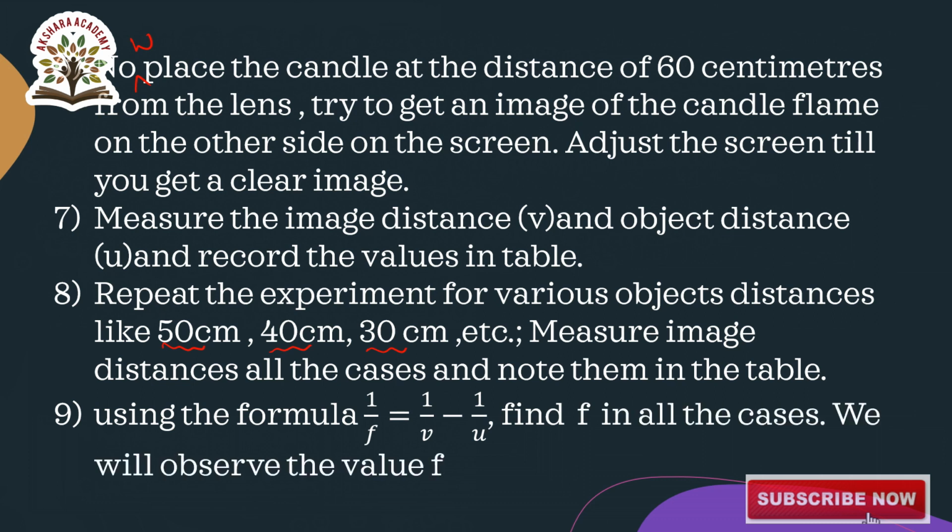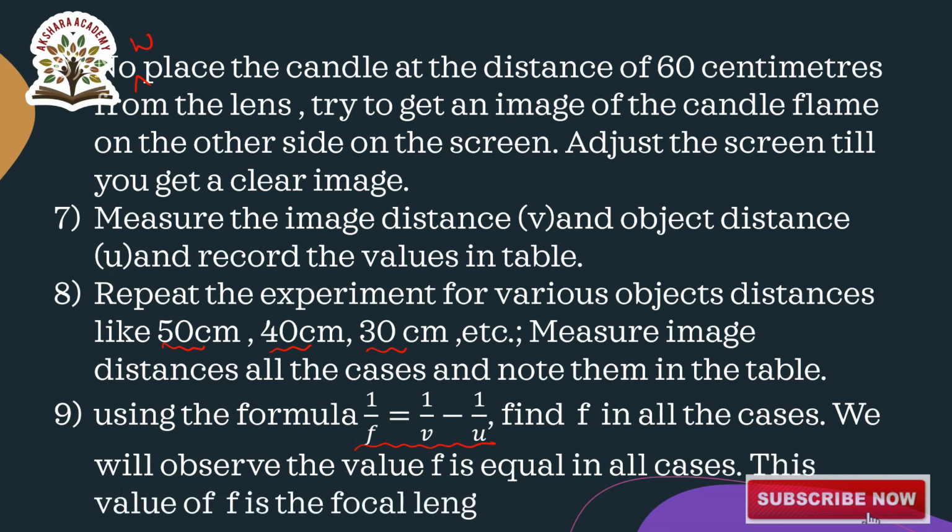Using the formula 1 by f is equal to 1 by v minus 1 by u, where u is the object distance, v is the image distance and f is the focal length. And by using this mirror formula, we have to calculate the focal length in all the cases. We will observe the value of f is equal in all cases. This value of f is the focal length of the given lens. This is the experimental verification where we are finding the focal length.